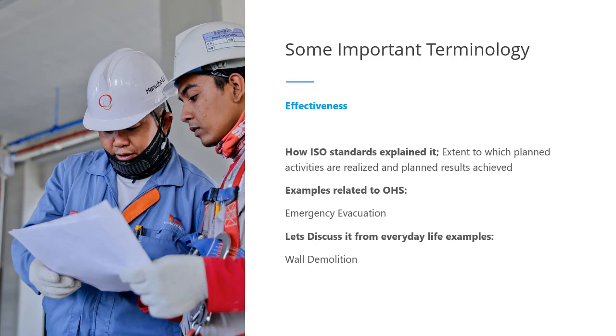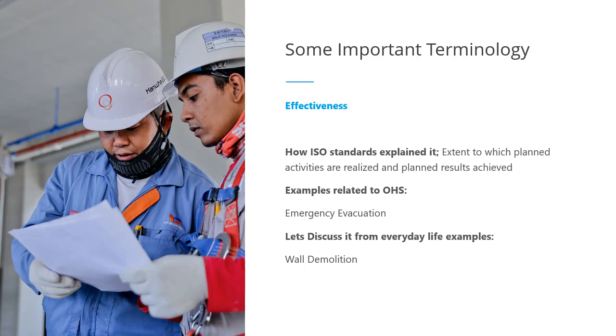Effectiveness. ISO standards explain effectiveness as the extent to which planned activities are realized and planned results achieved. Examples related to OHS can be an emergency evacuation procedure. An example from daily life could be wall demolition, which we shall discuss in detail. Suppose you have to demolish a wall.